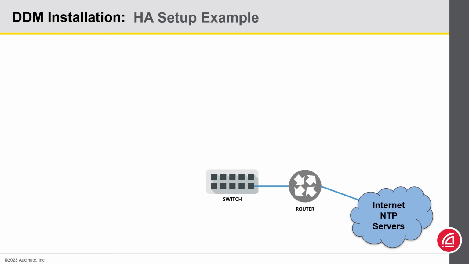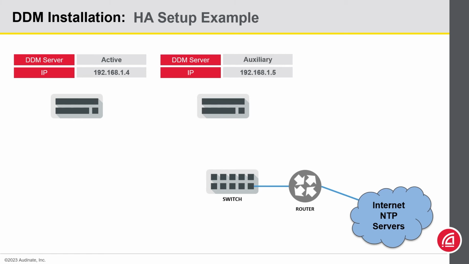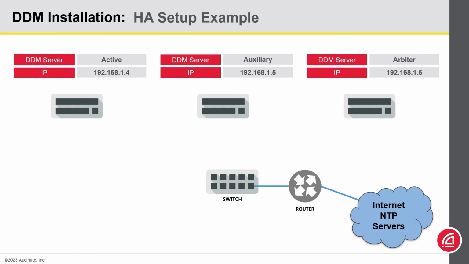So this is an example of a high availability system. To set it up, first, you must set an IP address for each physical machine or virtual machine. As you can see right now, we have 192.168.1.4 for the active server, 5 for the auxiliary, and 6 for the arbiter.